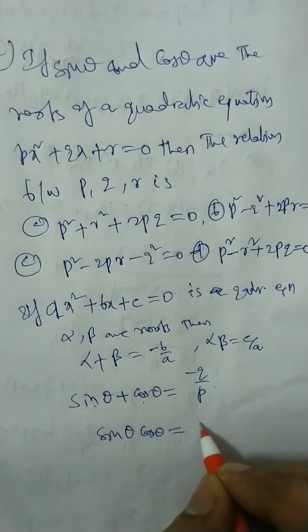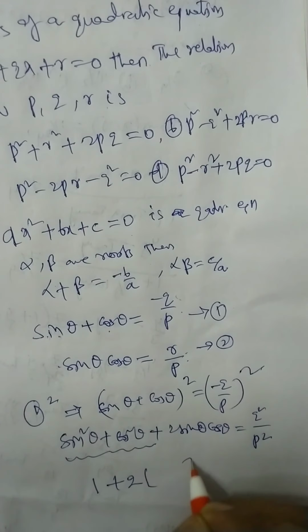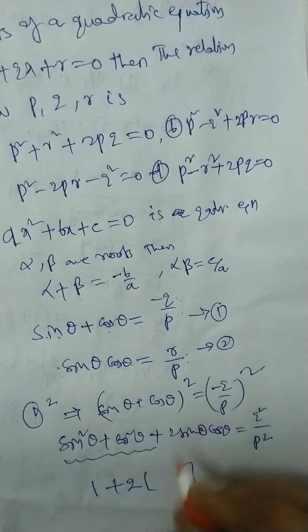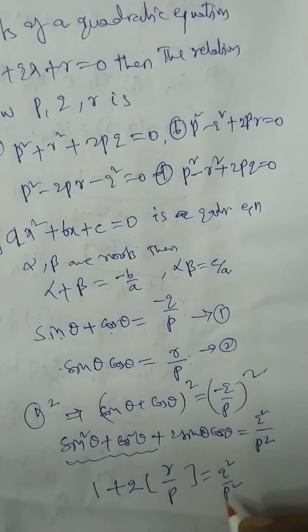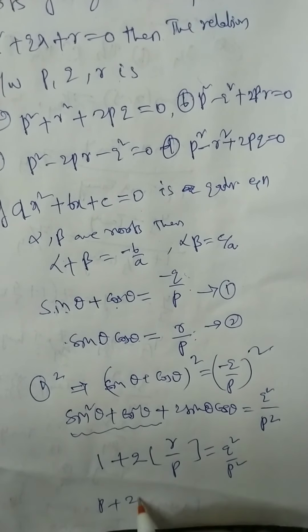whole square. That gives sin square theta + cos square theta + 2 sin theta cos theta is equal to q square by p square. And all of us know that sin square theta + cos square theta is 1, plus 2 into sin theta cos theta, whose value is r by p, equals q square by p square. Taking LCM, p + 2r is equal to q square on the right side.